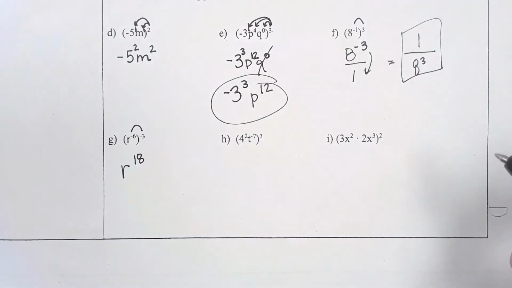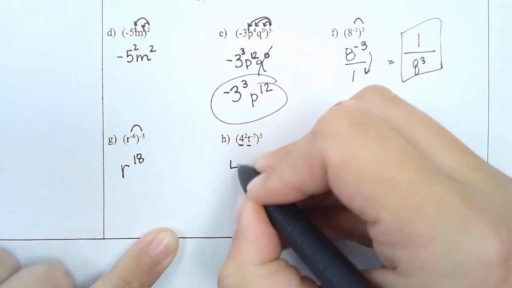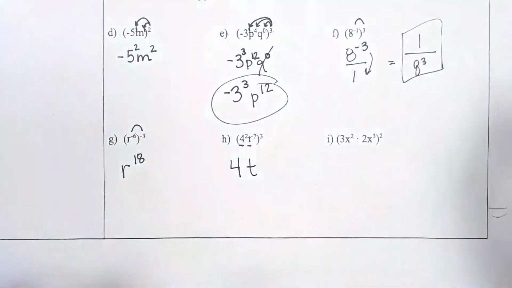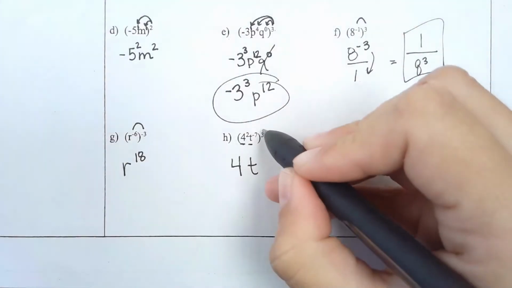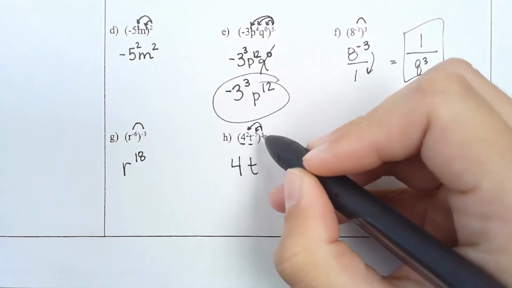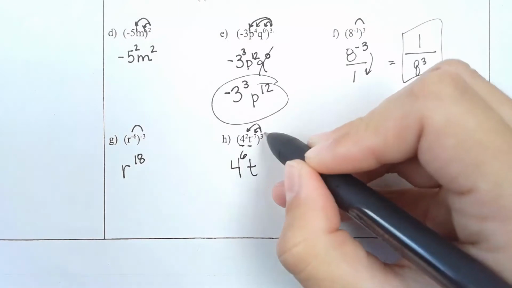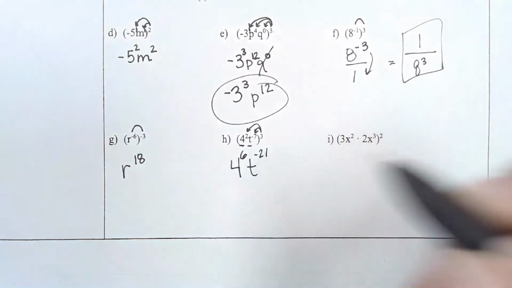Moving on to H, so we have 2 of our bases here. We have a 4 and we have a T, so we're going to leave that in our answer. And then you're going to distribute this 3 to all of their exponents, and you're going to multiply. So 3 times 2 is 6. Negative 7 times 3 is negative 21.